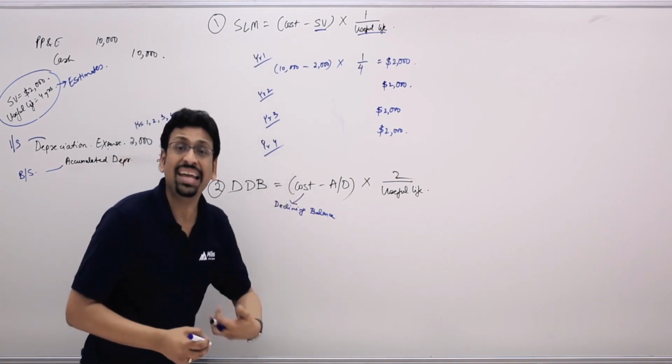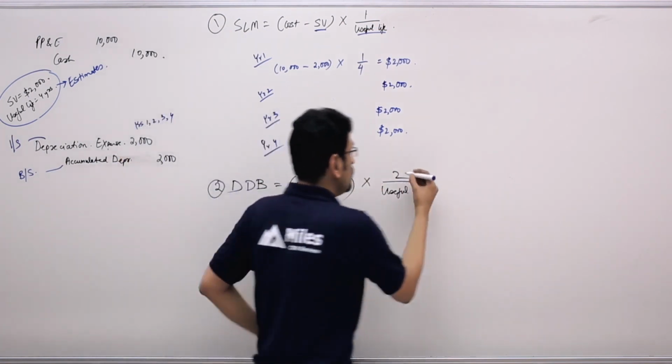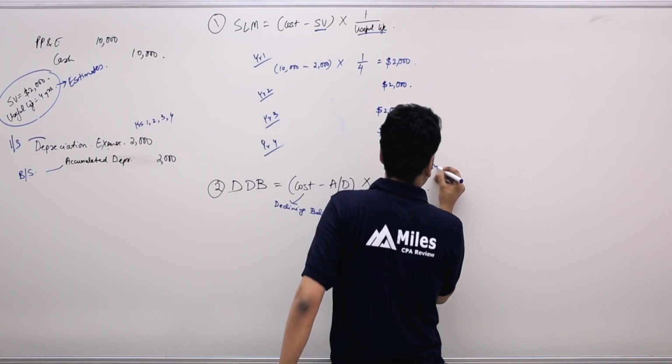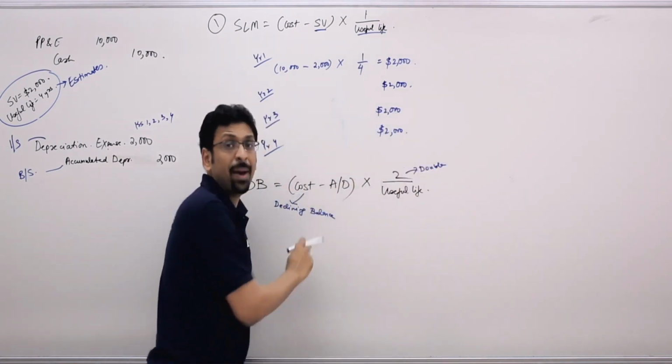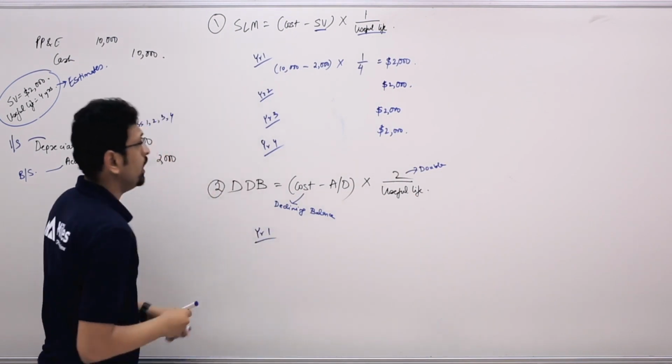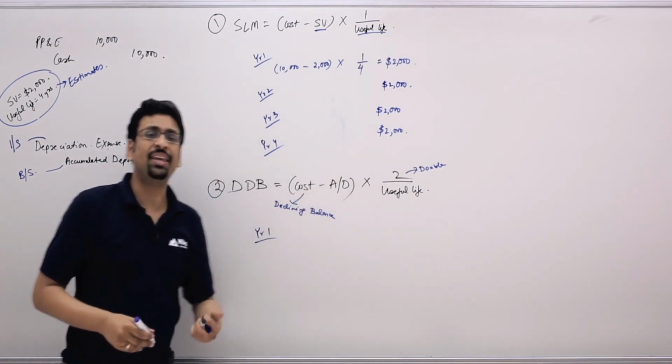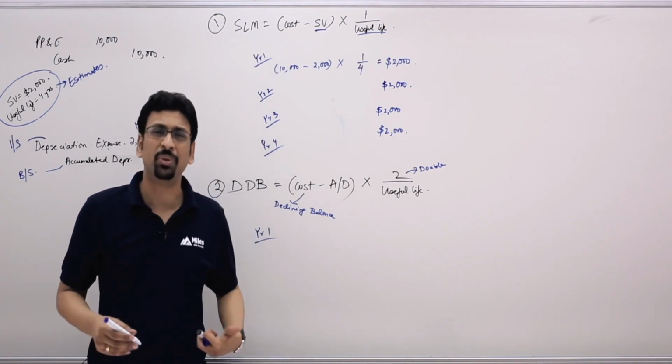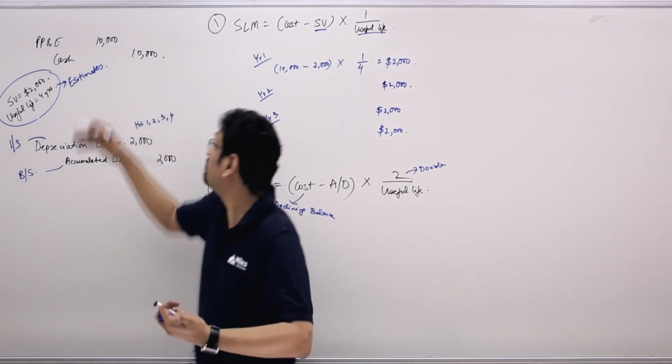So this is a declining balance. I'll show it to you. 2, this becomes double. Hence the name, double declining balance or DDB. So what you do here is, in year 1, we're taking the cost minus accumulated depreciation. What's your accumulated depreciation in year 1? 0. You've just bought it.